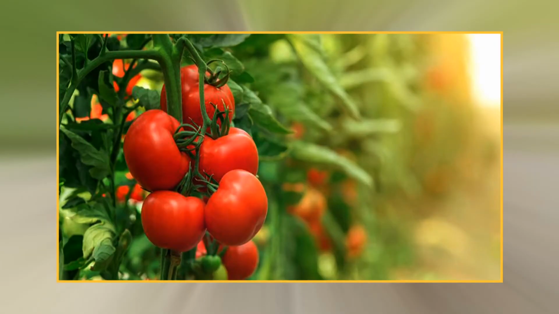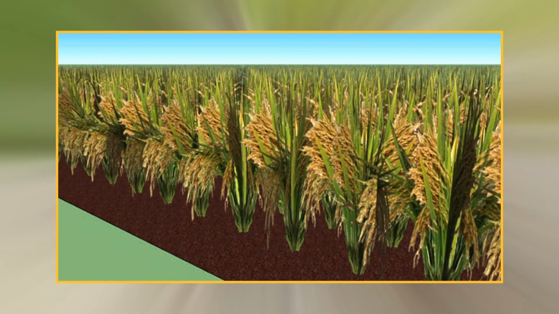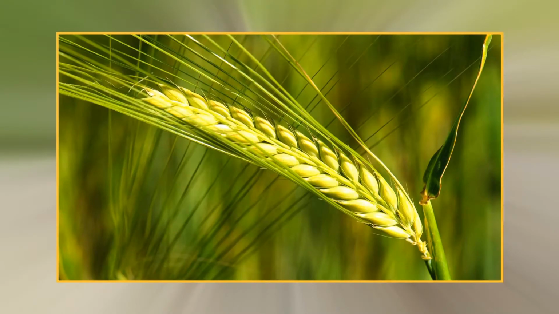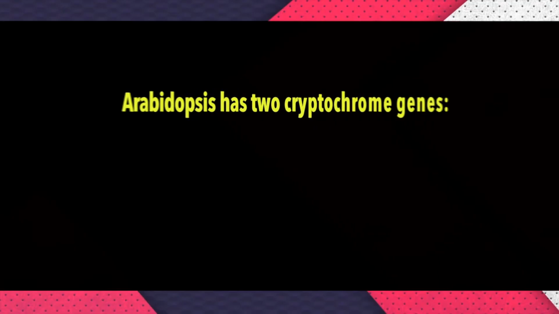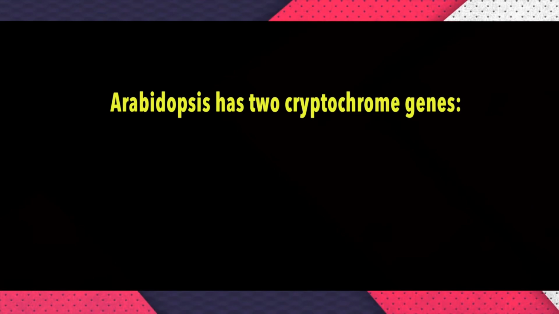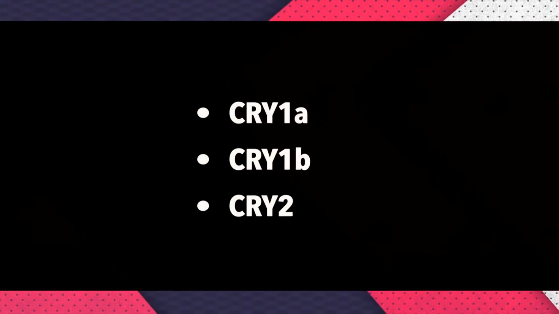Cryptochromes have been found in dicots like Arabidopsis, tomato, and in some monocots like rice, barley, and others. Most plant species studied contain multiple cryptochromes. For example, Arabidopsis has 2 cryptochrome genes, cry1 and cry2. Tomato and barley each have at least 3 cryptochrome genes, cry1a, cry1b, and cry2.